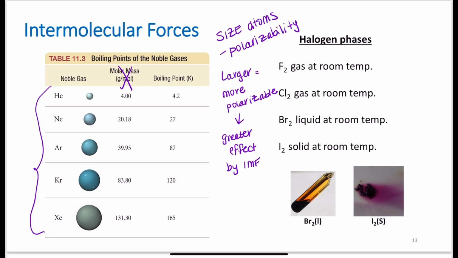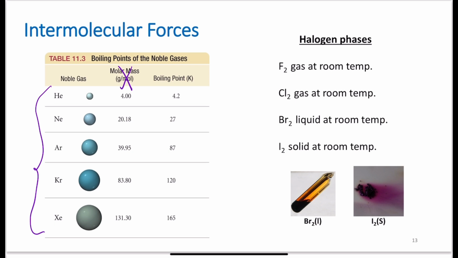And if I look at my halogen phases, some of these you probably already know, hopefully, but it explains this as well. If I ever forget, I can think about the phases on the table. I know that fluorine and chlorine are always going to be gases at room temperature, while bromine is a liquid at room temperature, and iodine is a solid at room temperature. And why is that happening? It's happening because of the polarizability of these molecules.